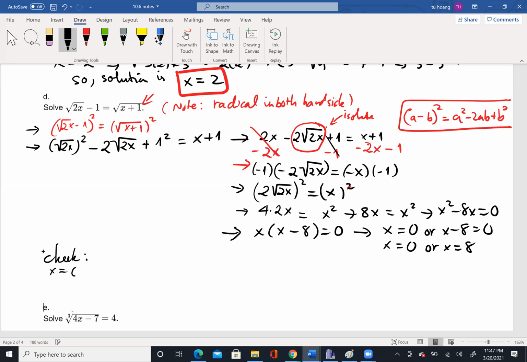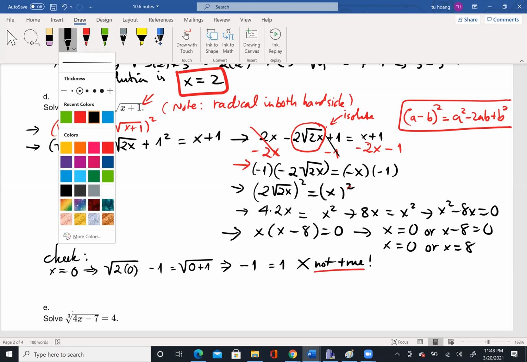To check if x equal to 0 is a solution, I have to plug it back into the original equation. So the square root of 2 times 0 minus 1 equal to the square root of 0 plus 1. That gives me 0 minus 1, so the left side becomes negative 1. The right hand side gives me the square root of 1, which is 1. So this is not a true statement.